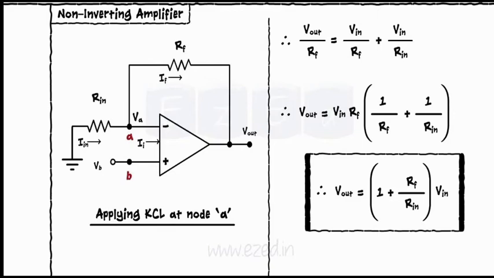This term does not contain any negative part. From this expression we can see that the gain A will be unity, that is it will become 1 when Rf is equal to 0 or Rin tends to infinity. This circuit is called a voltage follower or a unity gain amplifier.